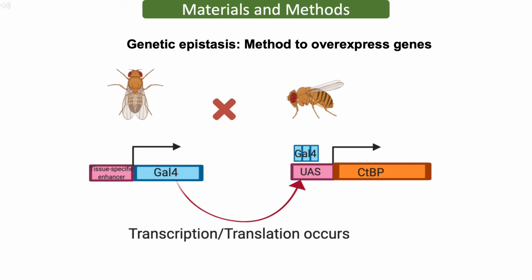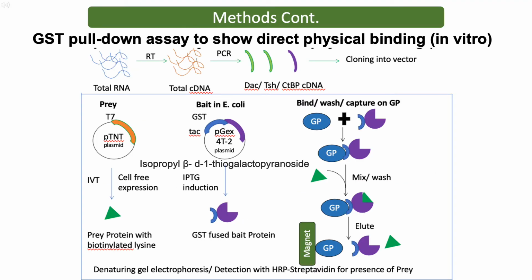I also used GST pull-down assays to show that there is a direct physical binding between T-shirt and CtBP, at least in vitro. The way in which these GST pull-downs work is there is a prey plasmid and then a bait plasmid. In the prey plasmid we have a vector that is holding the cDNA of T-shirt, and in the bait we have a vector that's holding the CtBP cDNA as well as GST, the glutathione S-transferase segment, inside of this plasmid.